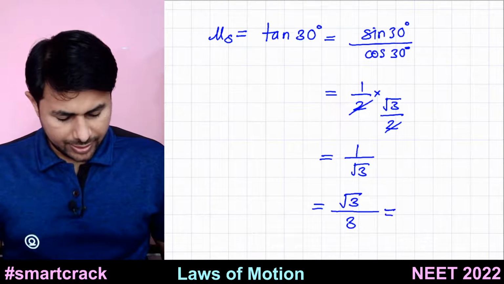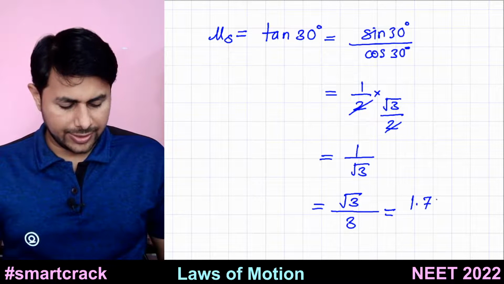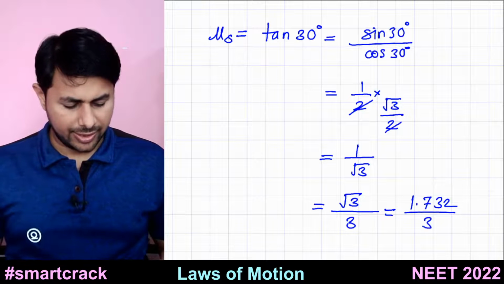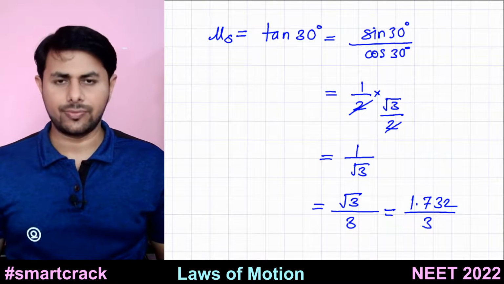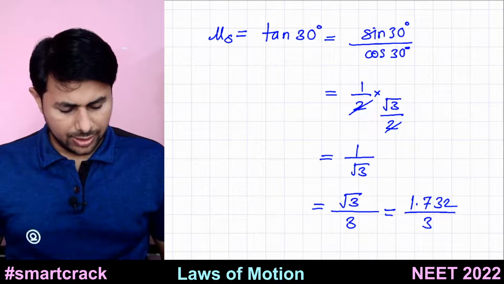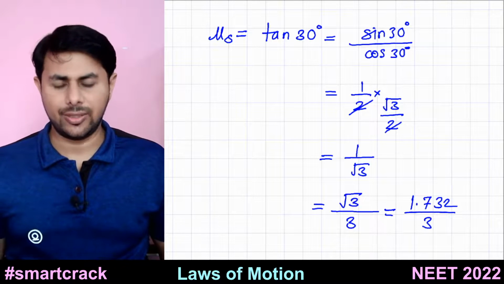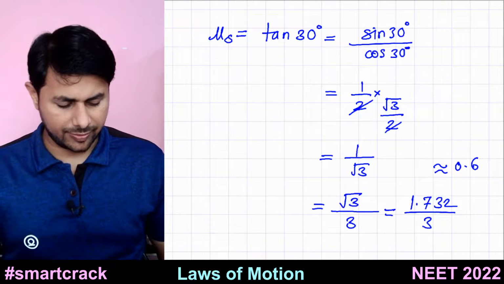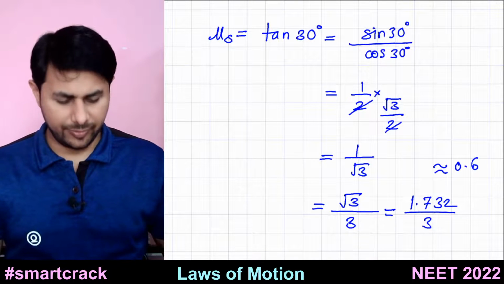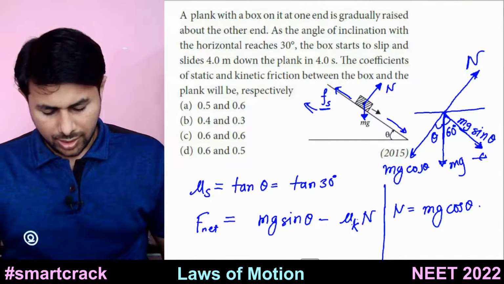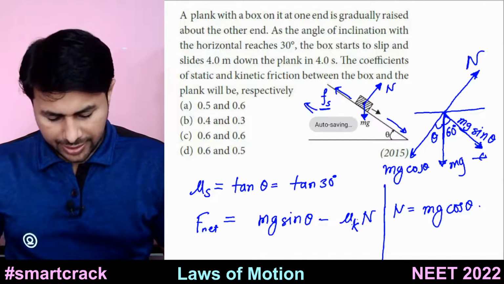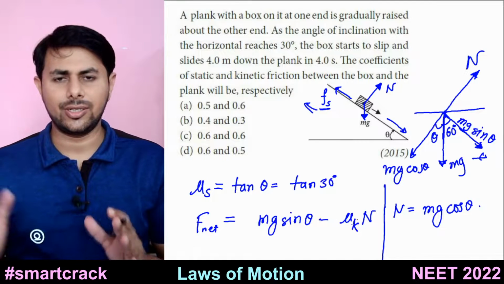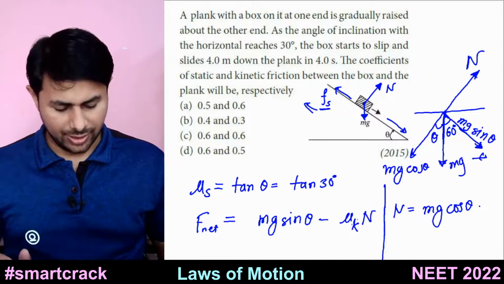So we'll get root 3 is 1.732 divided by 3, and this is close to what? 1.8 divided by 3 will give me 0.6. So this is nearly equal to 0.6, I can say 0.5 something. So the static friction will be 0.6, and we know that kinetic friction is smaller than the static friction.